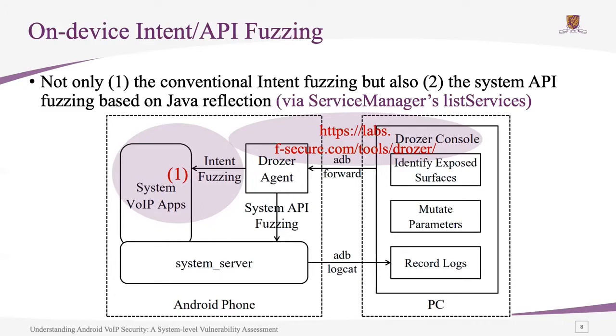In the system API fuzzing, our target is the unprotected system service interface. We identify them by using Java reflection to invoke Android Service Manager's list service function, which can list not only all the available system service interfaces, but also their accepted parameter types. We can then launch targeted fuzzing against these exposed service interfaces according to their parameter types.